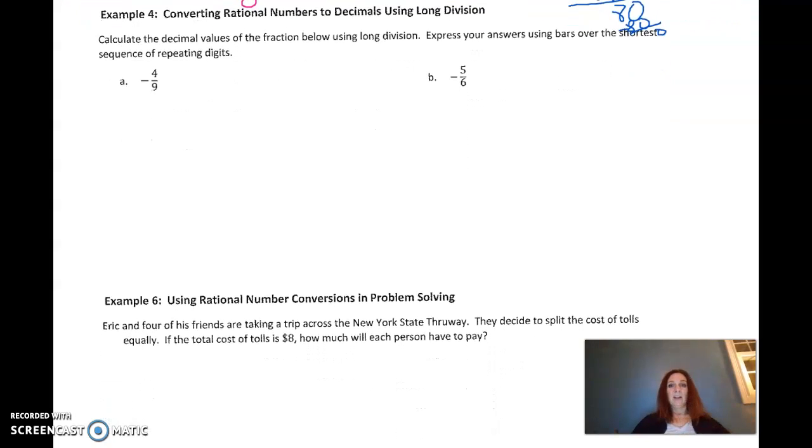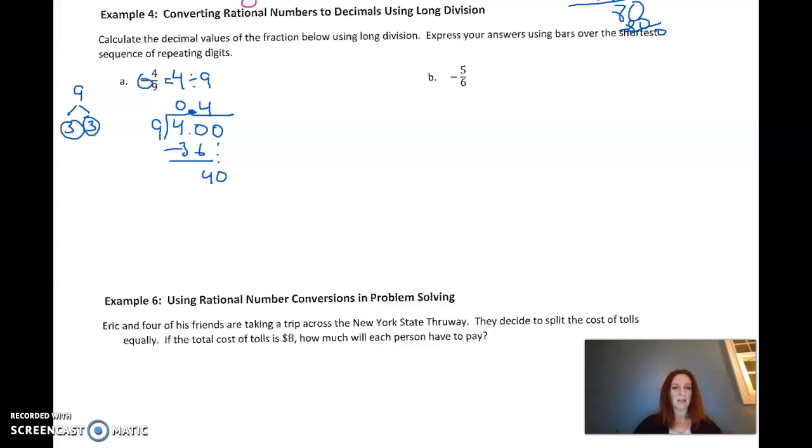Okay, using long division, I've got a feeling that we're going to be repeating digits here. So if I take 9 and I break it down, that's 3 times 3. Anything other than 2's and 5's, repeating. Okay, and I can't forget my negative. So I'm going to go 4 divided by 9. 9 goes into 4 0 times. 9 goes into 40 4 times. 4 times 9 is 36, yep. Subtract, 40 minus 36 is 4. Add a 0, bring it down, 9 goes into 40 4 times, 9 times 4 is 36.